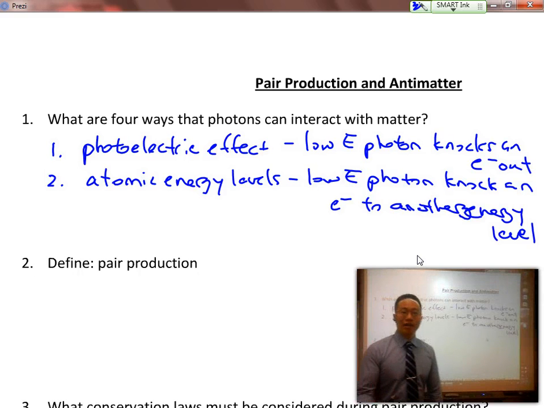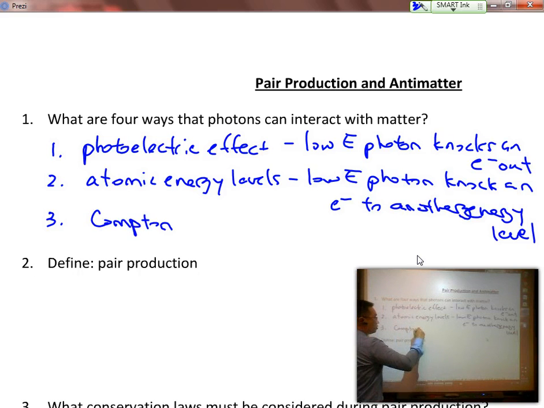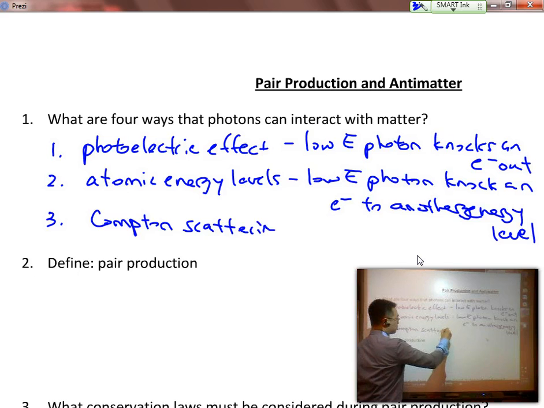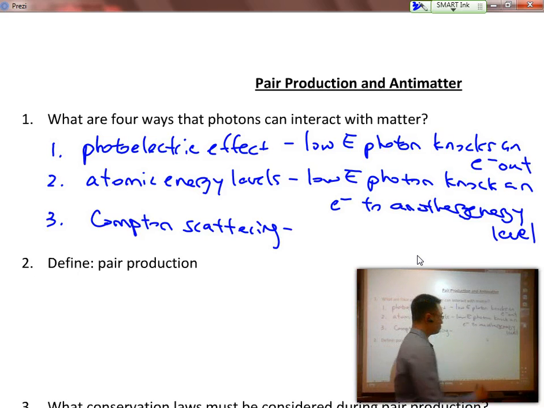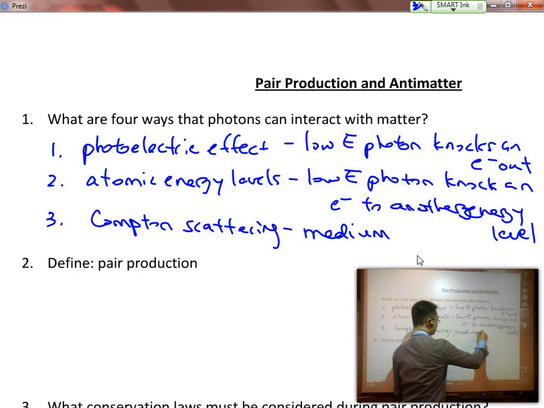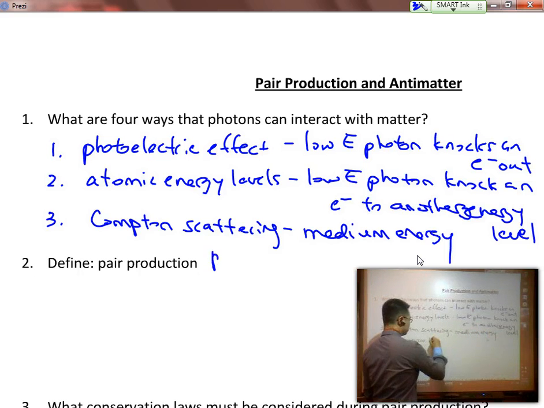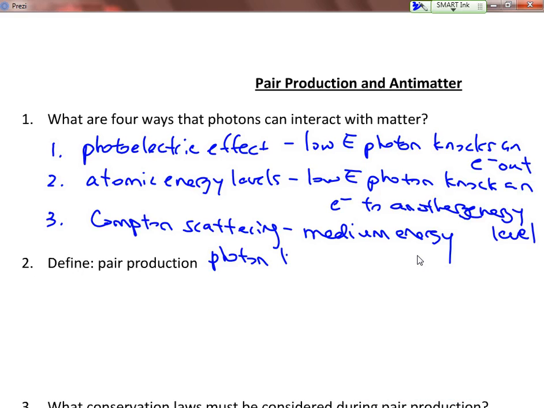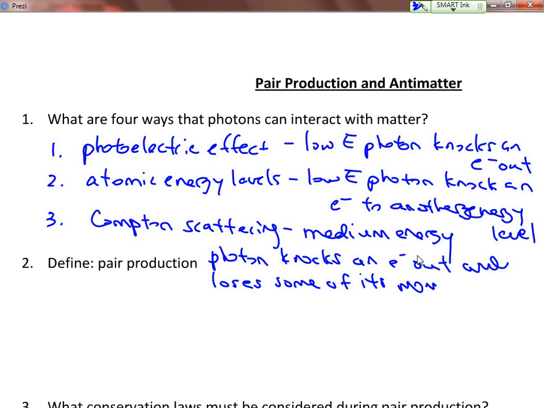Okay. And we also spoke about Compton scattering, where a medium energy photon knocks an electron out and loses some of its momentum. Okay. Now, what we're going to talk about today is the fourth way, which is about pair production.